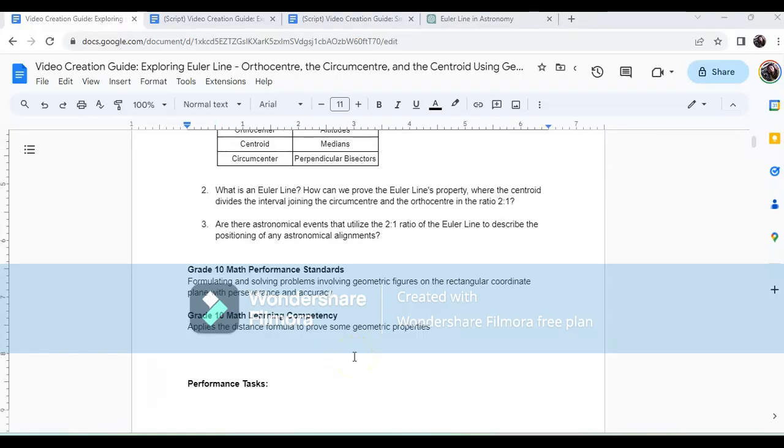In this video lesson, we'll be supporting Grade 10 Math. Our aim is to facilitate learning for the following competencies and standards: formulating and solving problems involving geometric figures on the rectangular coordinate plane with perseverance and accuracy. And for the learning competency, applies the distance formula to prove some geometric properties.